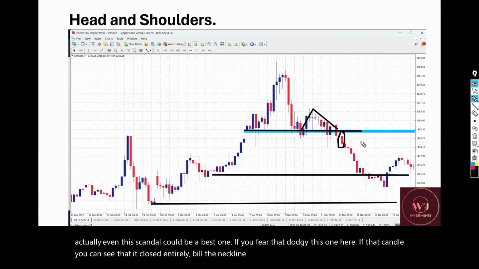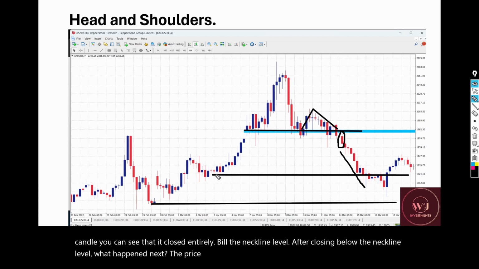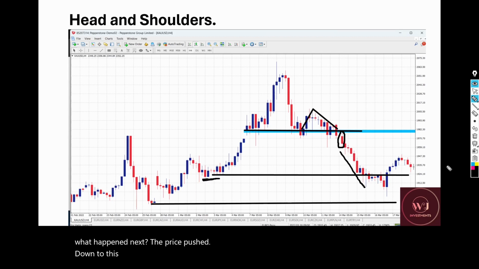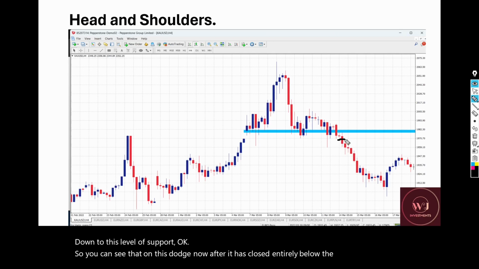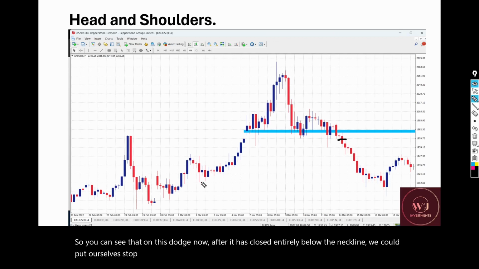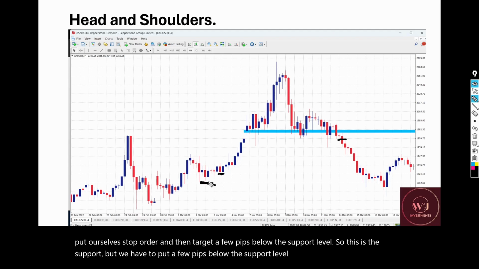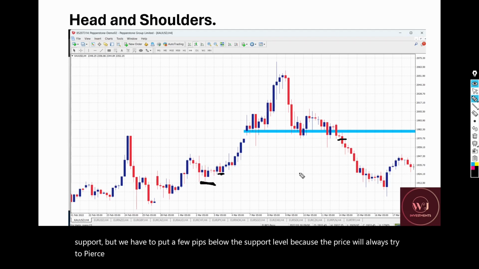After closing below the neckline level, what happened next? The price pushed down to this level of support. Okay, so you can see that on this doji now, after it has closed entirely below the neckline, we could put our sell stop order and then target a few pips below the support level. So this is the support, but we have to put a few pips below the support level because the price will always try to pierce through the support. Okay, so that is it.